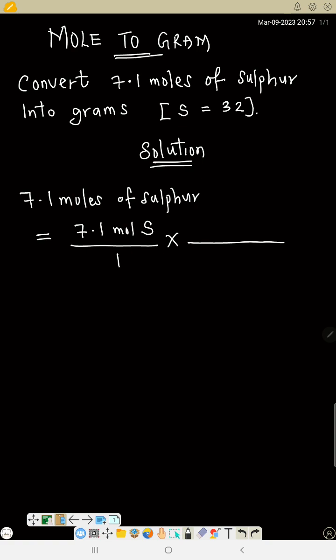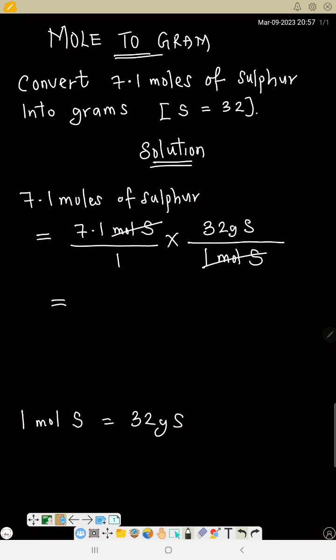So now we already know that sulfur, the atomic mass is 32. That means 1 mole of sulfur will give us 32 grams of sulfur. So I'll place the mole under. So 1 mole of sulfur will give me 32 grams of sulfur. So that mole will cancel out mole. So now 7.1 times 32. So that is 227.2 gram of sulfur. So that is the answer.